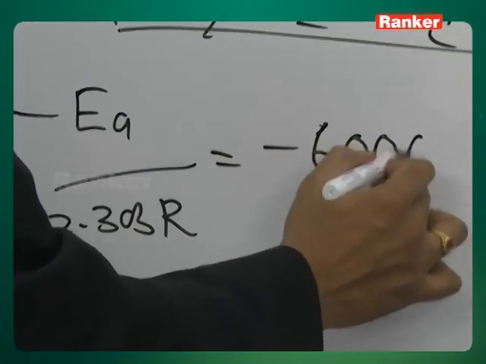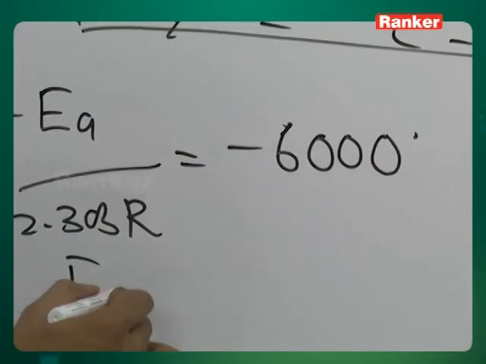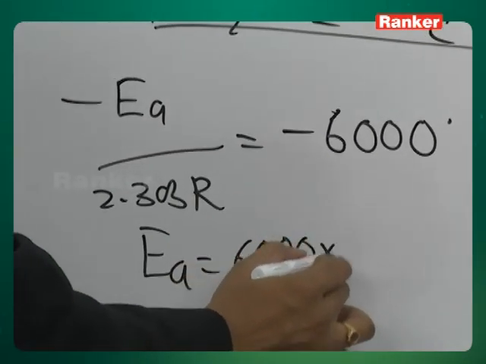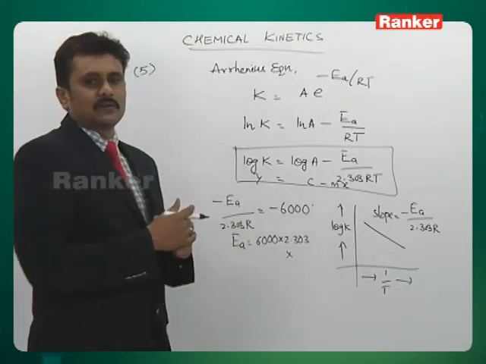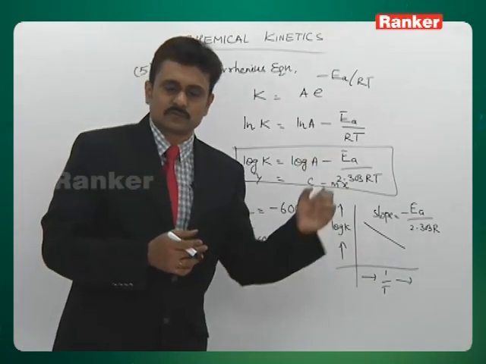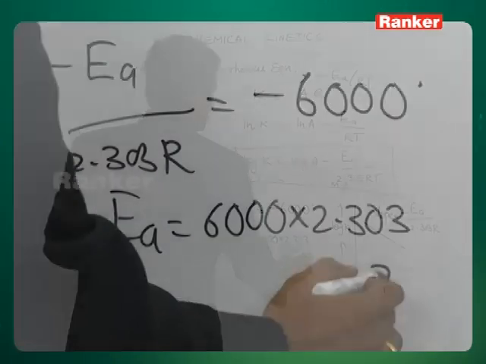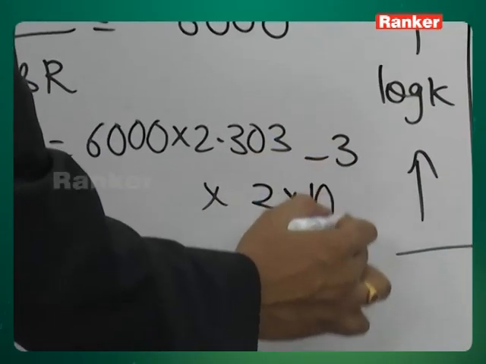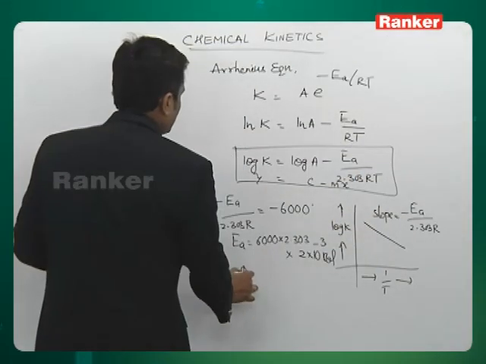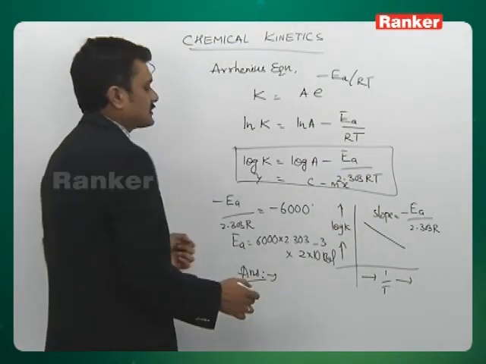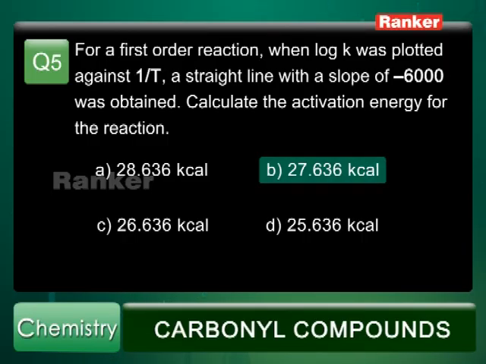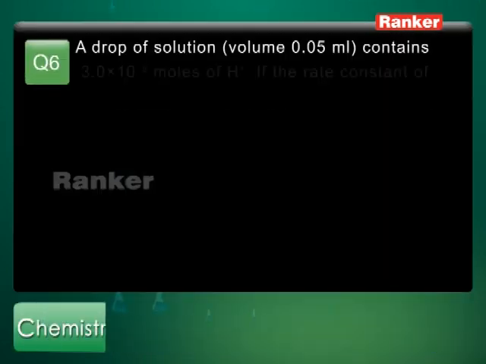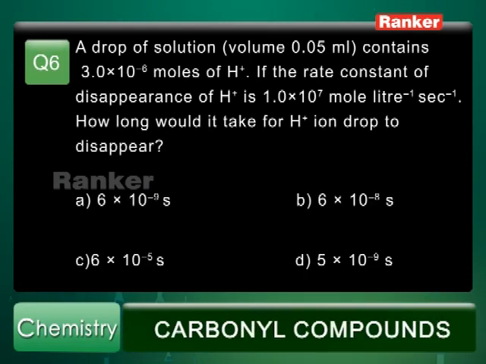When I substitute here, the EA can be obtained. Depending upon the units of R, you are going to get the value of EA. If I wish to calculate this in kilocalorie, I will be substituting R as 2 into 10 power minus 3, and the answer for this question after such substitution is B, that is 27.6 kilocalorie.